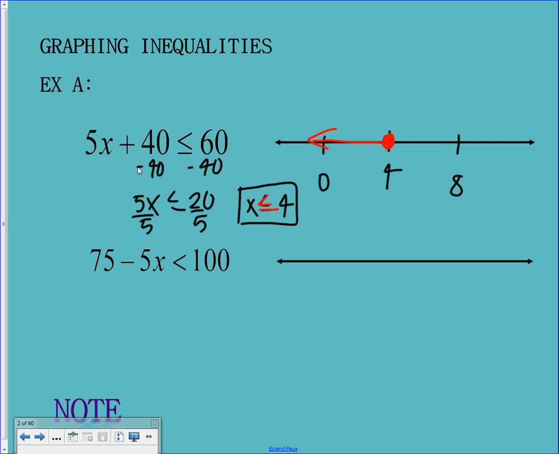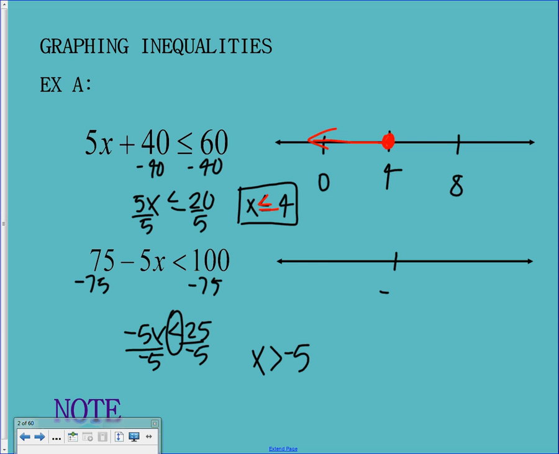The second one there, I would solve similarly. I would start by subtracting 75. So I'd have negative 5x is less than 25. And I would divide by negative 5. And here's what's tricky about this one: I am dividing by a negative, which means I need to flip this sign. So that is now going to become a greater than sign, and then greater than negative 5.